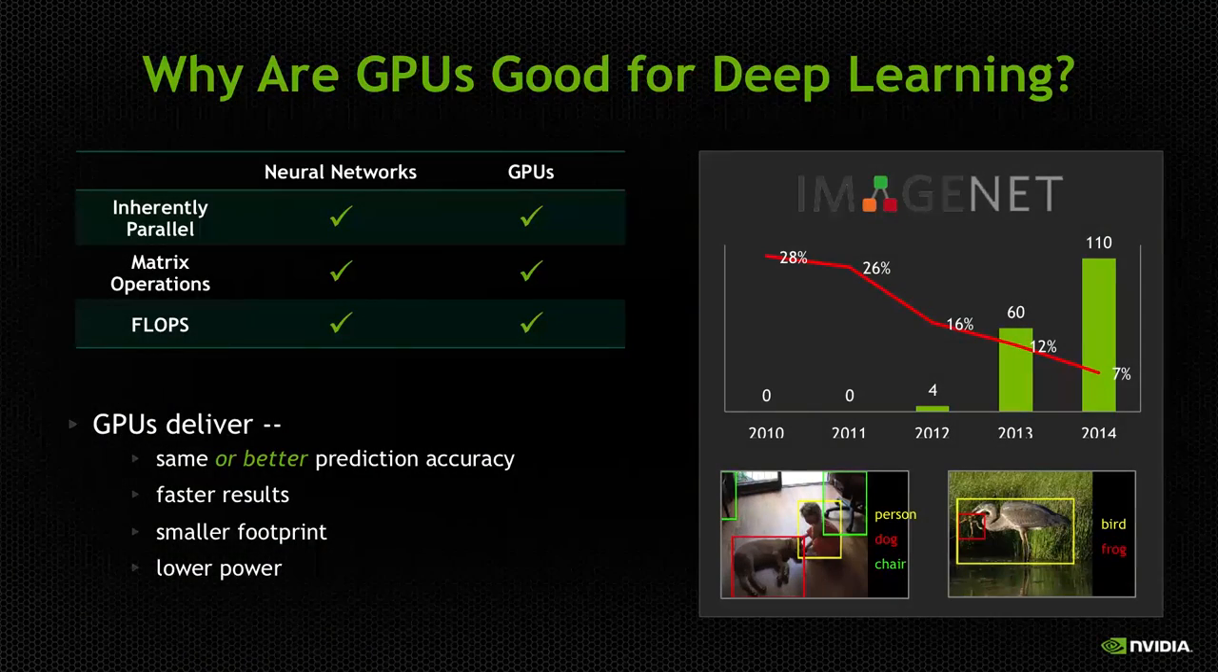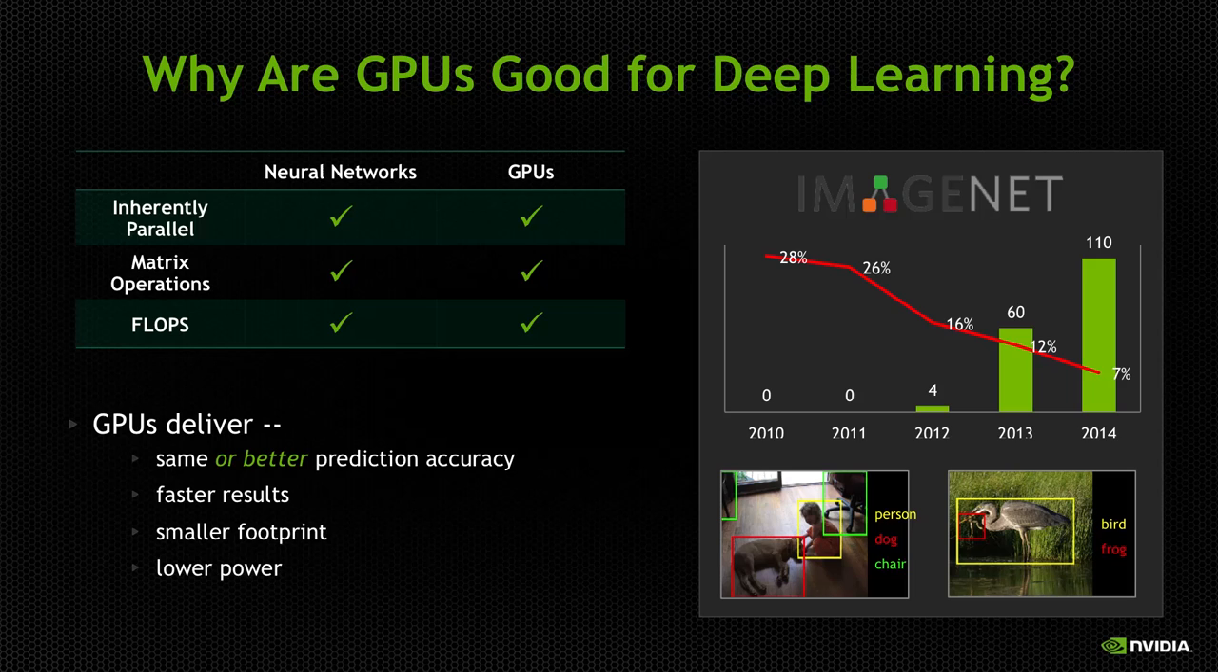Okay, so why are GPUs good for deep learning? Neural networks, specifically convolutional networks, are inherently parallel. They effectively break down to matrix operations, so convolutions, and they require lots and lots of floating point operations. Well, this is one-to-one with what GPUs are good at, right? GPUs are the highest density, generally programmable floating point engines on the planet.